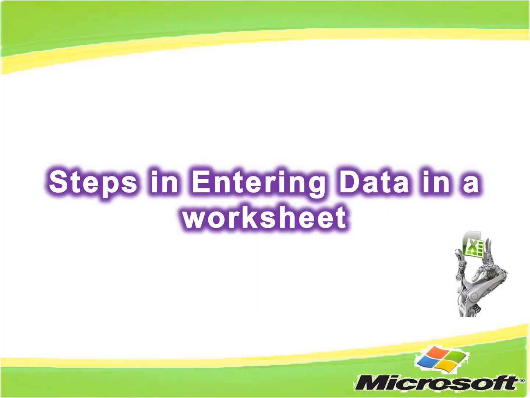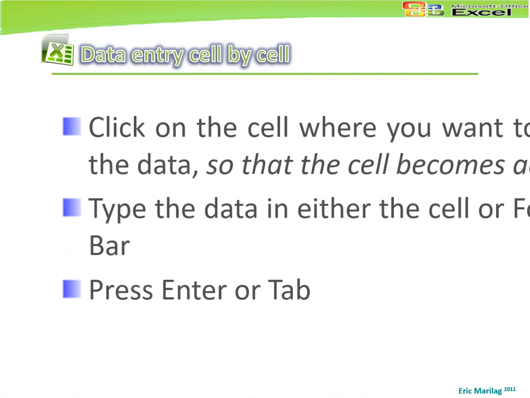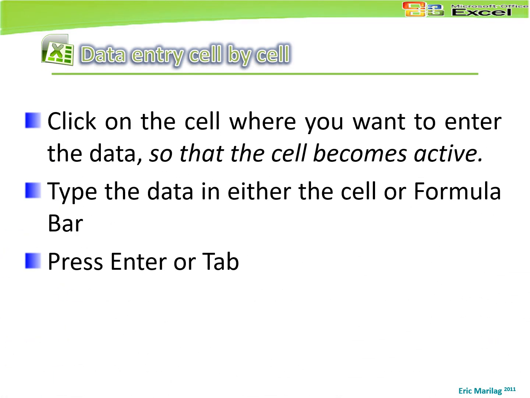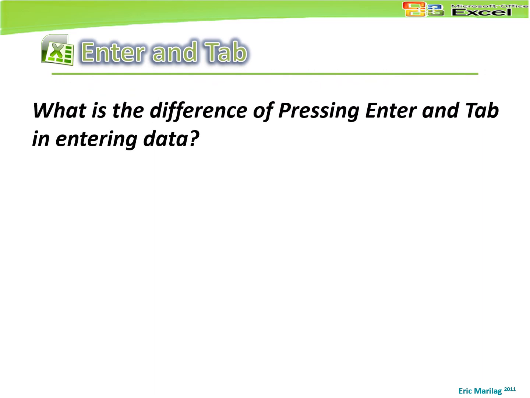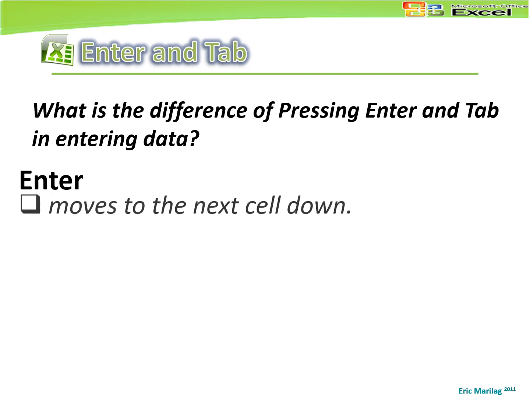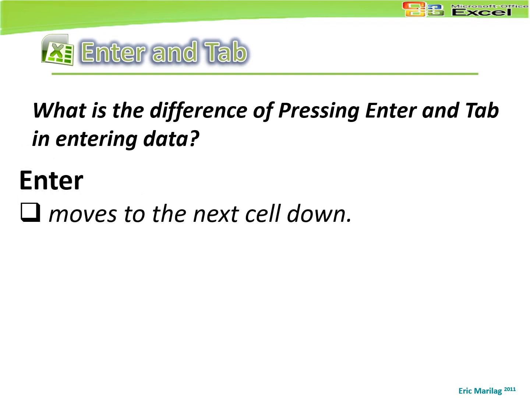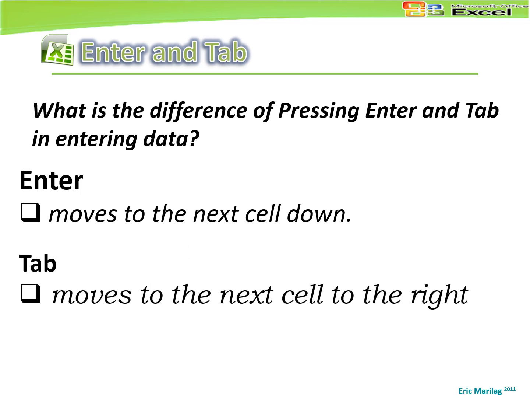Steps in entering data in a worksheet. So here are the steps on entering data on your worksheet. Here is where we can enter data, so we can use the formula bar or the cell itself. What is the difference between pressing Enter and Tab in entering data? When we press Enter, it moves to the next cell down. And when we use Tab, it moves to the next cell to the right.